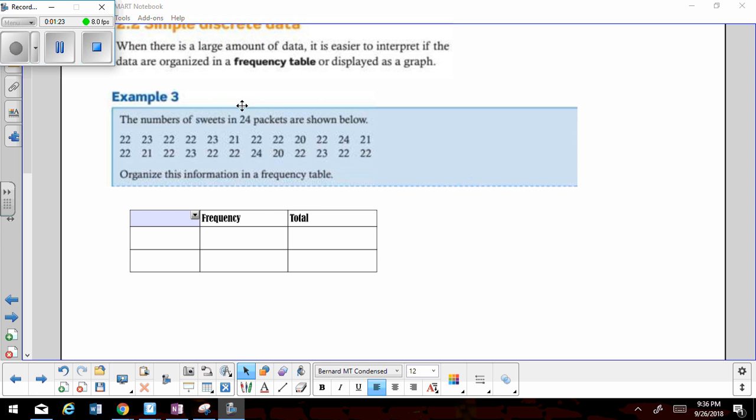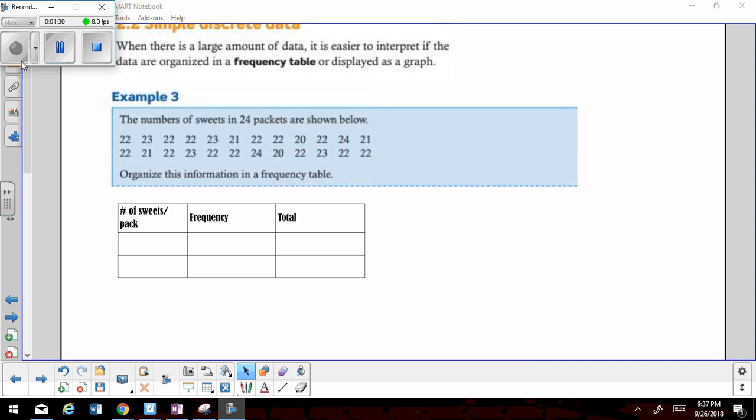I don't really care that there are 24 packets because the only thing that I'm worrying about is what we're actually doing. Okay, so I put number of sweets per pack. That's what I'm meaning by the slash. So if you want to write out per, do you.